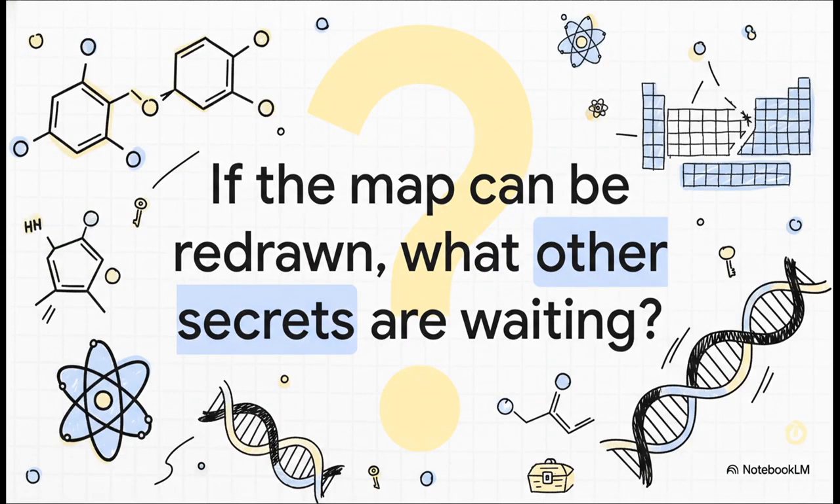And that really leaves us with one final kind of amazing thought. The periodic table isn't some fixed law of nature. It's a map. It's a model that we designed to help us understand the world. And if we know that the map can be redrawn to show us new patterns and new connections, it just makes you wonder, what other secrets are out there, just waiting for someone to come along and find a new way to look?